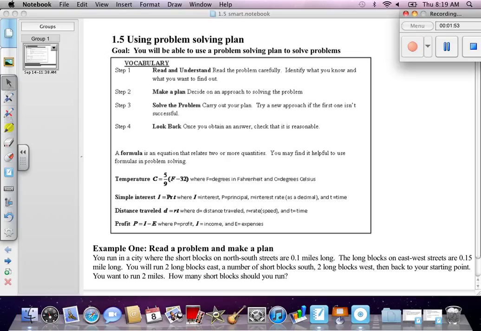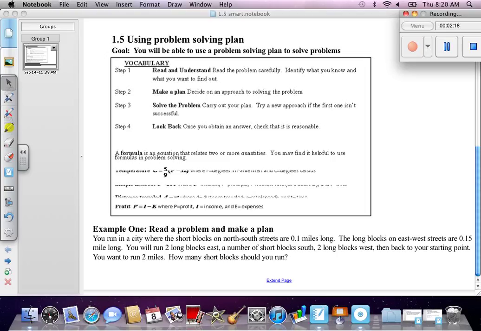Profit. Profit is income minus expenses. That one you'll use a lot in real life. Okay, I made $2,000 the last 2 weeks, but I had to pay my mortgage payment, which was $1,300. How much do I have left? Not enough to buy that new car, right? Okay. So let's look at an example problem.